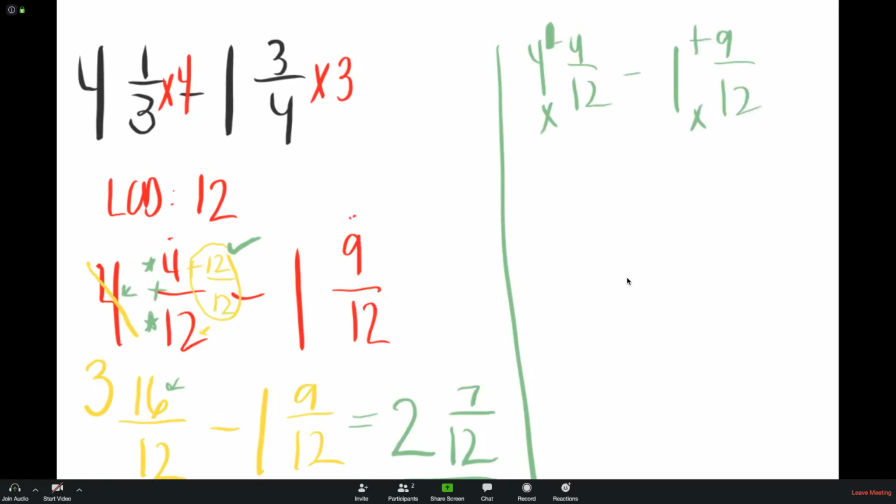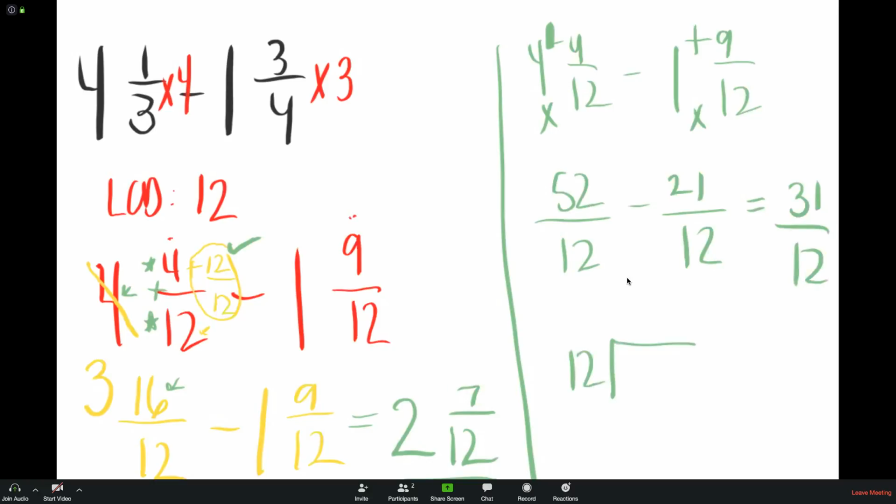So 12 times 4 is 48, plus 4 is 52 all over 12, minus 12 times 1 is 12, plus 9 will give us 21 over 12. When we subtract, we'll get 31 over 12.